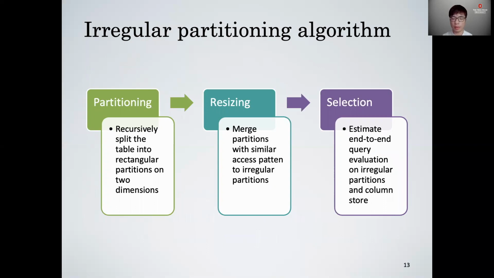Here is one algorithm with three phases: the partitioning phase, resizing phase, and the selection phase. The partitioning phase recursively splits the table to many rectangular partitions, and the resizing phase merges these small rectangular partitions to larger and irregular partitions. And at the end of the resizing phase, we generate many irregular partitions, but we find that evaluating queries on the irregular partitions is not always faster than on the existing partitioning storage layouts. So in the selection phase, we estimate the end-to-end query evaluation time on the irregular partitions and on a plain column store, and pick the most efficient storage layout.